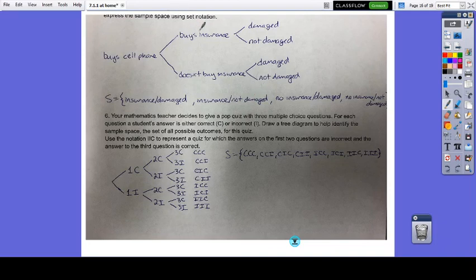So draw a tree diagram showing all possible outcomes. Again, if you chose to do damaged and not damaged here, and then insurance and not insurance here, that's fine. But that's the general idea. Then express the sample space using set notation. So make sure that you read this part right here.